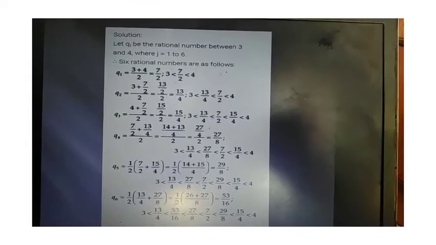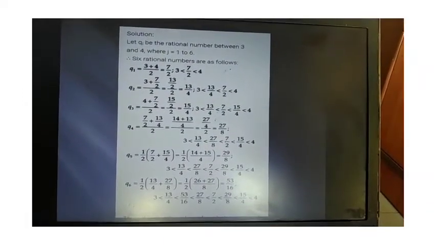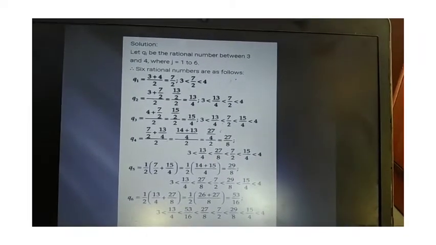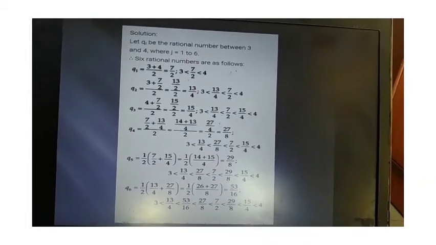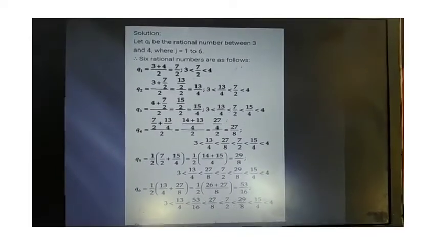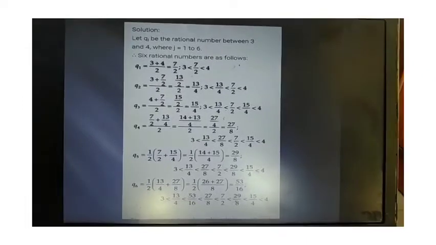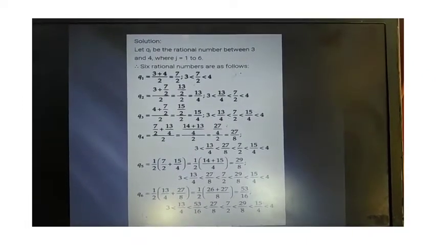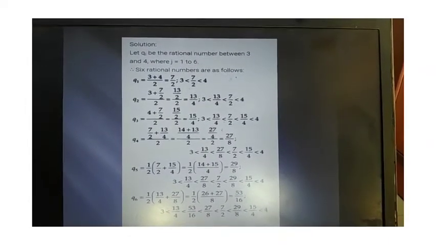The second question. The answer to the second question. What is the question? Find 6 rational numbers between 3 and 4. So let q be the rational number between 3 and 4. So you have to find n. So n is 6. So put q equal to 1, 2, 3, 4, 5 and 6 and so on. So you'll be getting the answer for it.